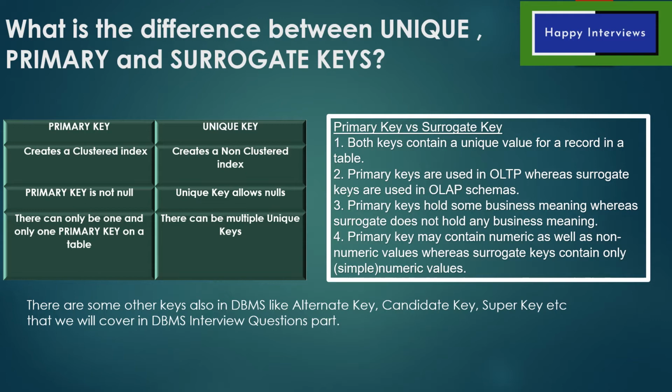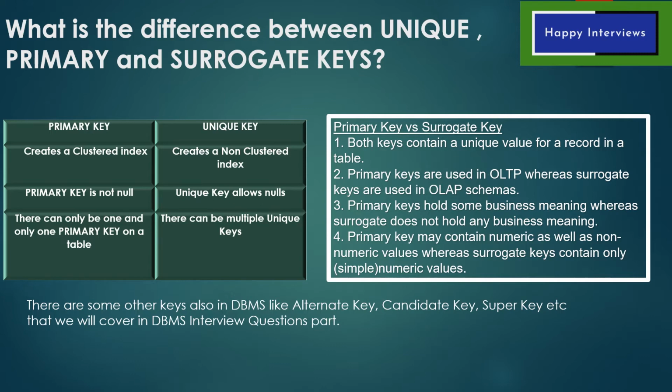This is basic thing that many students don't know, that in unique key there can be null values, whereas in primary key there can't be any null value. And there can be only one primary key on a table, whereas there can be multiple unique keys in a table. So you can say that every primary key is a unique key, but every unique key is not primary.